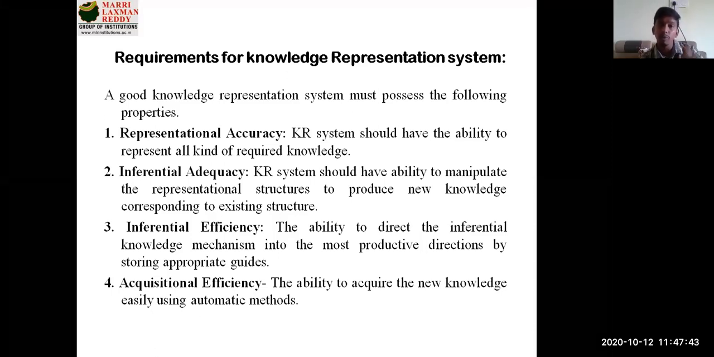These are the four important requirements for a knowledge representation system to be efficient, accurate, and adequate. So that's how you need to remember these concepts.